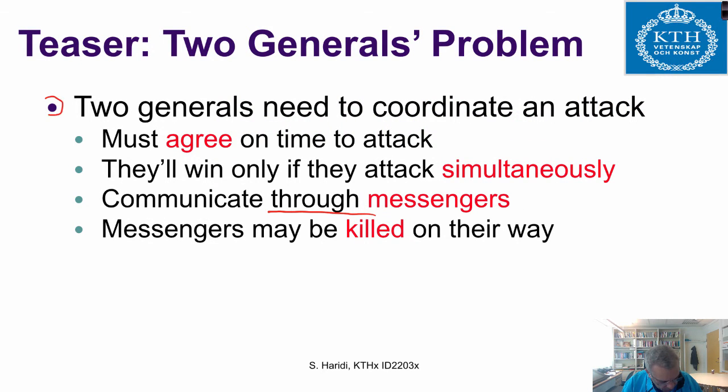So we have two generals that need to coordinate an attack. Every general has an army, and they must agree on the time of attack, and they will win only if they attack simultaneously. Otherwise, you're going to lose. And they communicate through messengers, and messengers could be killed on their way.